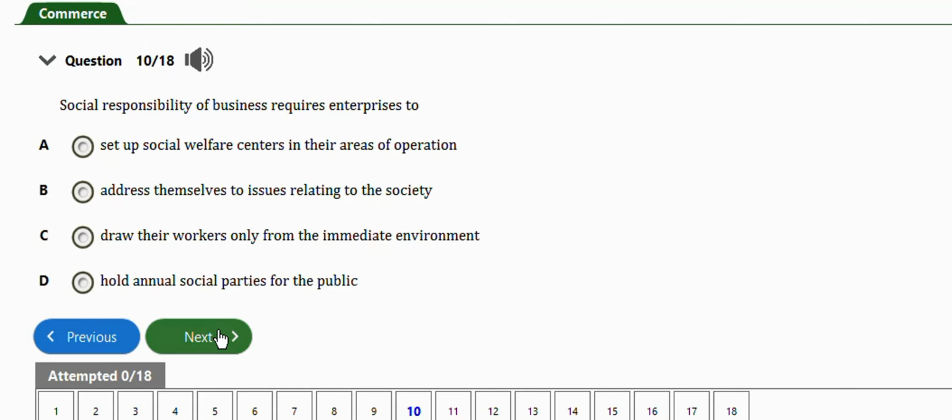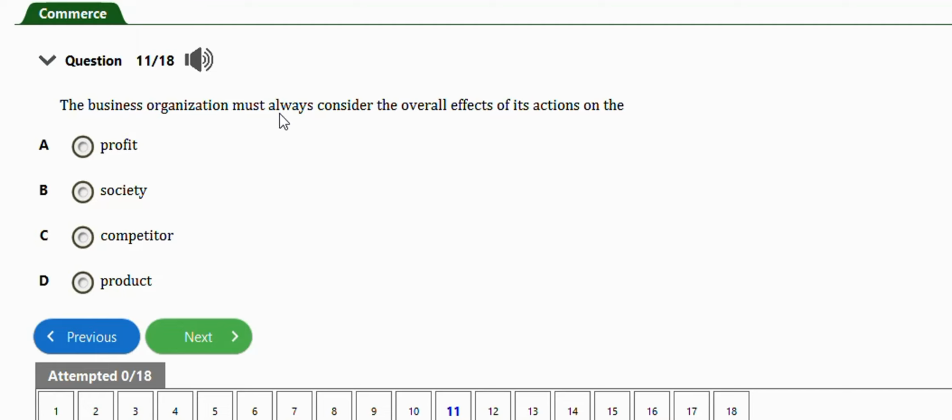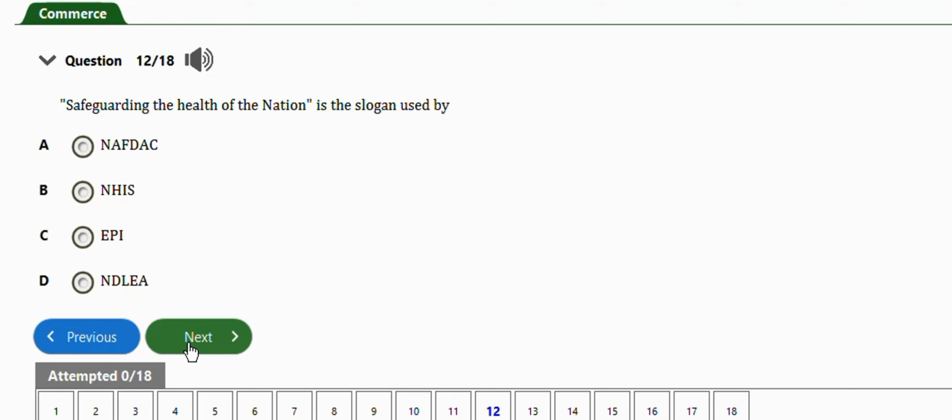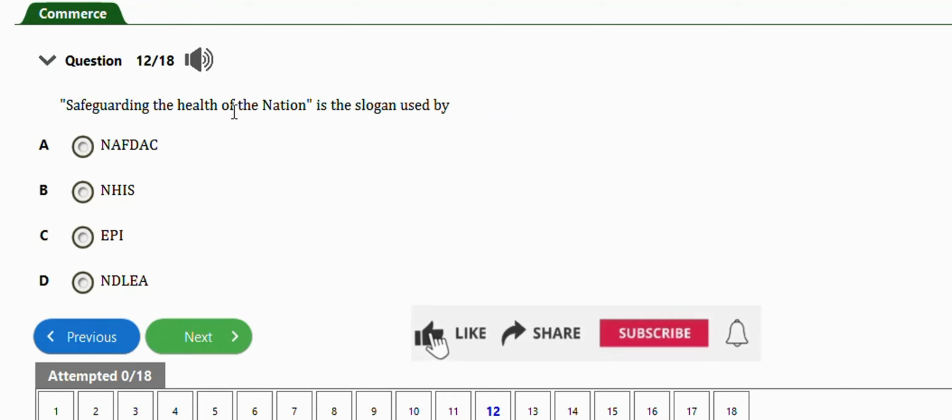Next question says the business organization must always consider the overall effects of its actions on the society. Option B. This question says safeguarding the health of the nation is the slogan used by NAFDAC. Option A.